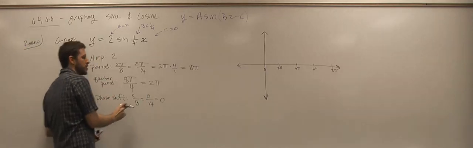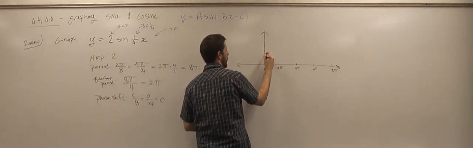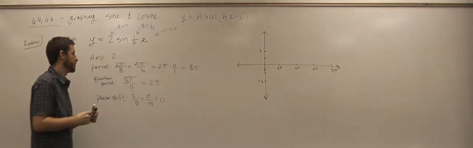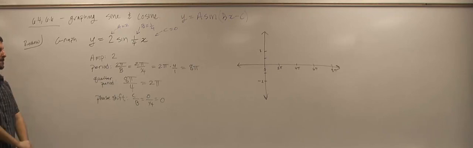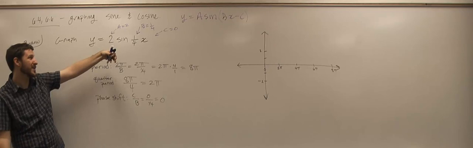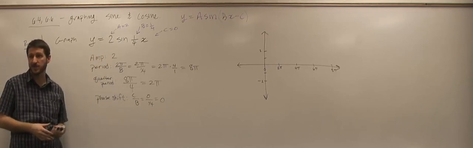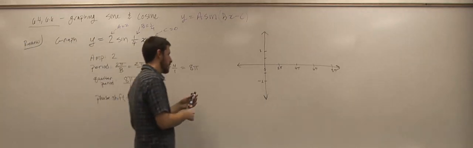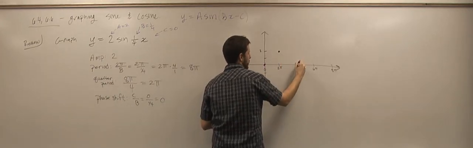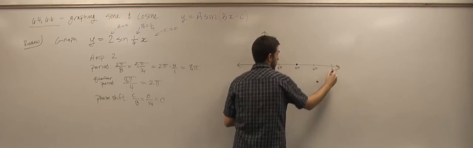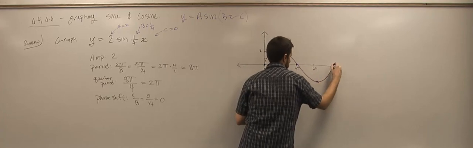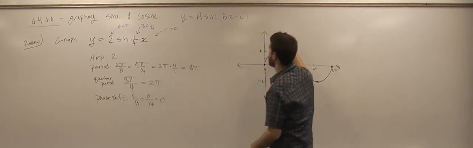Then, because my amplitude is 2, I'll label my important y values. 2, negative 2. Now all I really need to do is understand how to graph sine. So it comes down to, do I start from a 0, a min, or a max? Sine starts from a 0. It goes 0, max, 0, min. So there's your function.